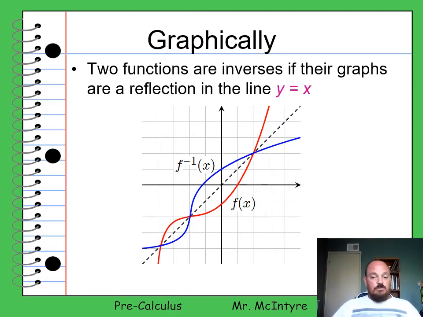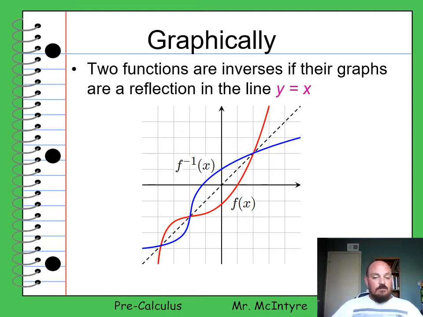So my original function in this graph would be the red one. That's the one that I labeled f of x. Without knowing an equation for it or plugging in numbers or anything like that, I could draw f inverse of x, the blue one, just using reflections, by doing a perfect mirror image of the red one over that diagonal line.